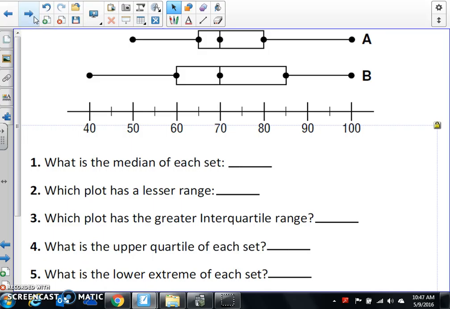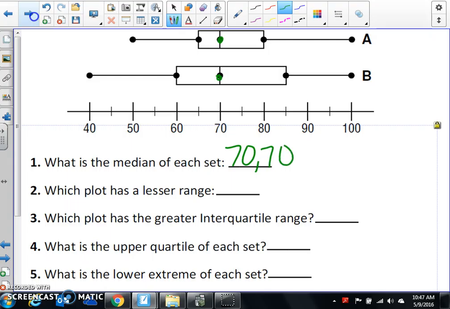Okay, let's do this real quick. What is the median of each set? The median of each set. So for the top one, it's at 70. For the bottom one, it's at 70.